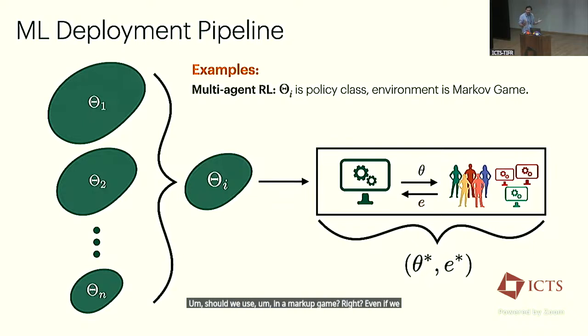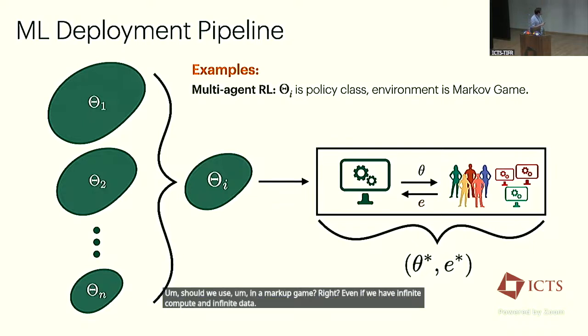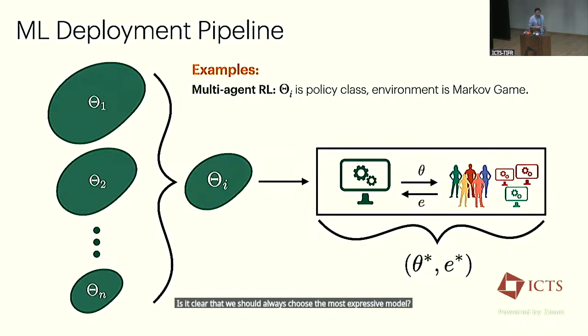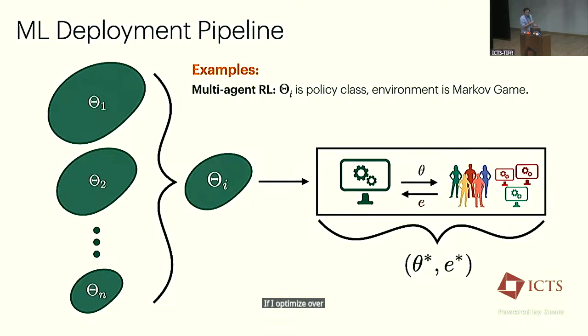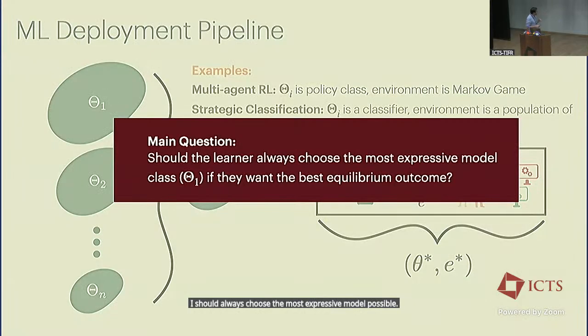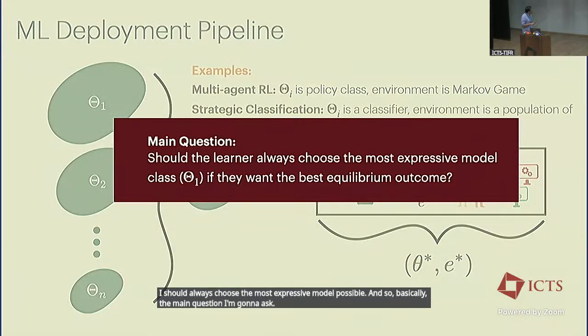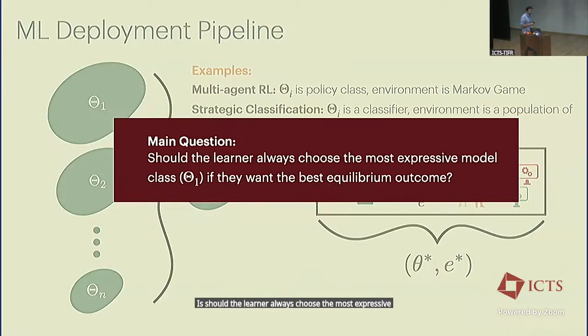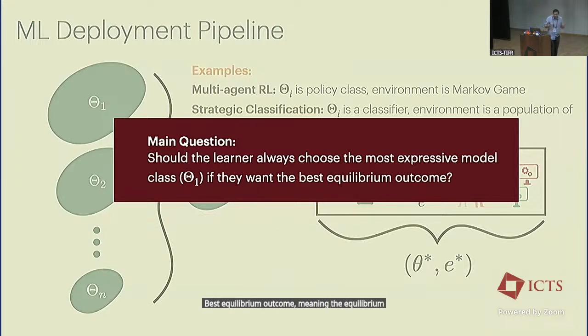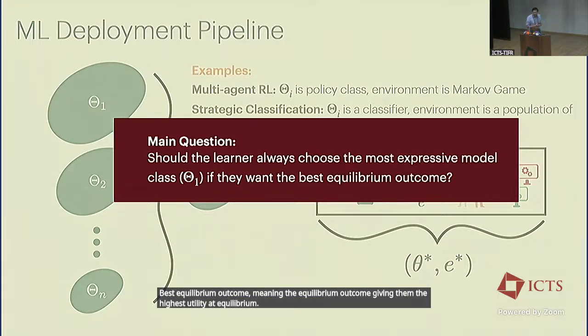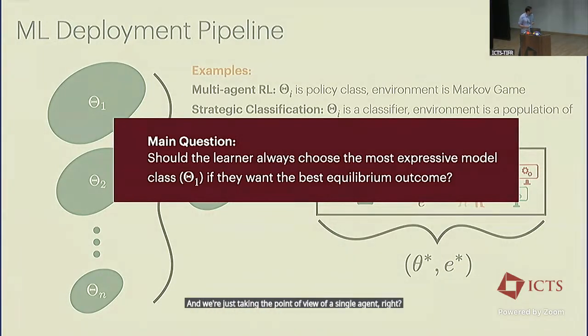Even if we have infinite compute and infinite data, is it clear that we should always choose the most expressive model, right? In reinforcement learning, that answer is true, right? Reinforcement learning is an optimization problem. If I optimize over a larger space with infinite data and perfect computation, I should always choose the most expressive model possible, right? And so the main question I'm going to ask is, should the learner always choose the most expressive model class if they want the best equilibrium outcome? Best equilibrium outcome meaning the equilibrium outcome giving them the highest utility at equilibrium, right? And we're just taking the point of view of a single agent, right?